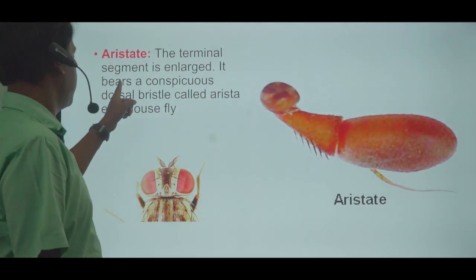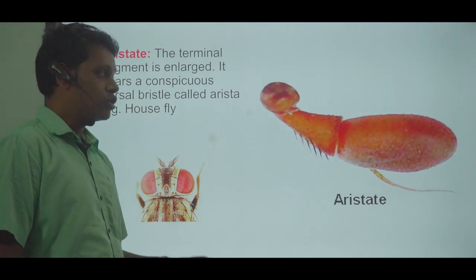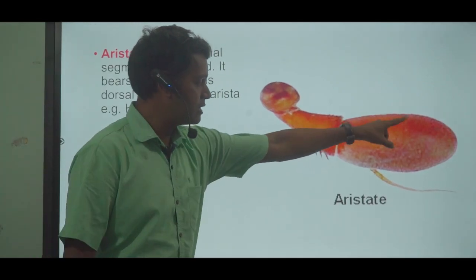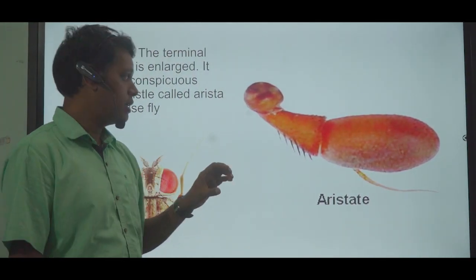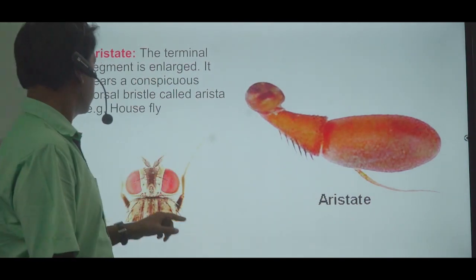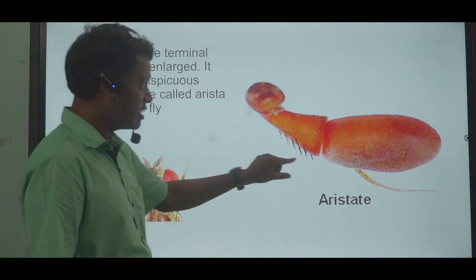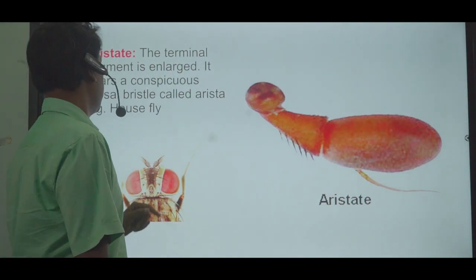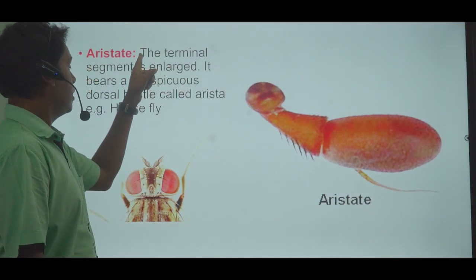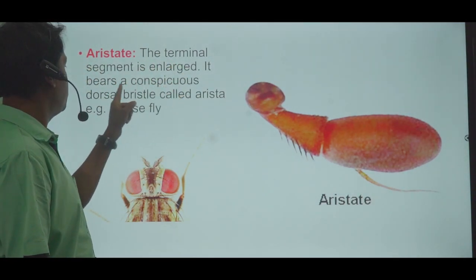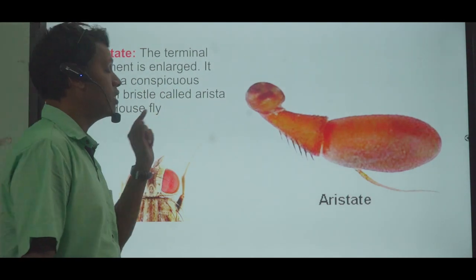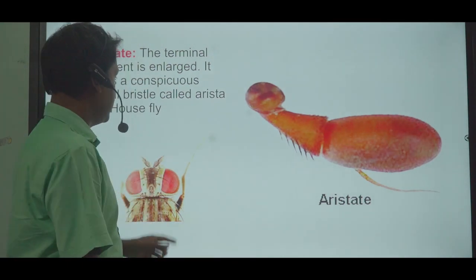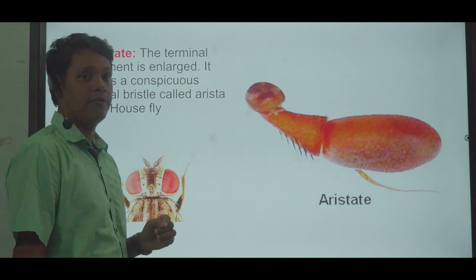This is another type, aristate antennae. In this figure, we can see very clearly that the terminal segment is very enlarged, and it has one arista, or one hair-like structure. So that is why it is known as aristate antennae. The main character is that the terminal segment is enlarged. It bears a conspicuous dorsal bristle called arista. Bristle means hair-like structure. The common example is the housefly.